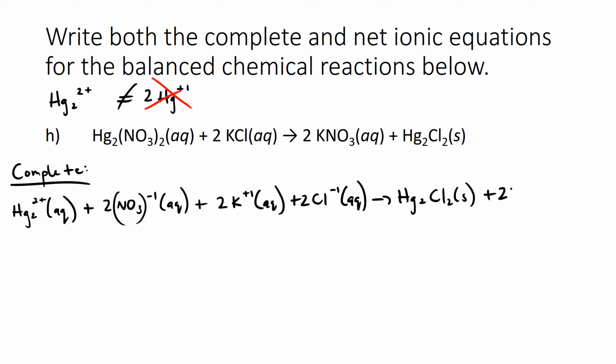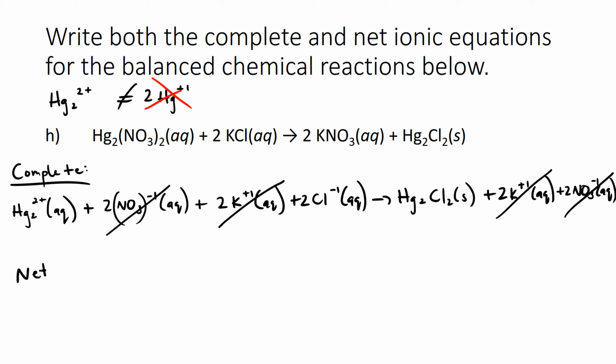And then we have the two potassiums again with the +1 charge in the aqueous state, and the two nitrates with the -1 charge in the aqueous state. So that would be the complete ionic equation. To go from the complete to the net, all we got to do is cancel the same things out that are on the reactant side as the product side, like we did in the previous problem. So the potassiums will cancel here. The nitrates will cancel here.